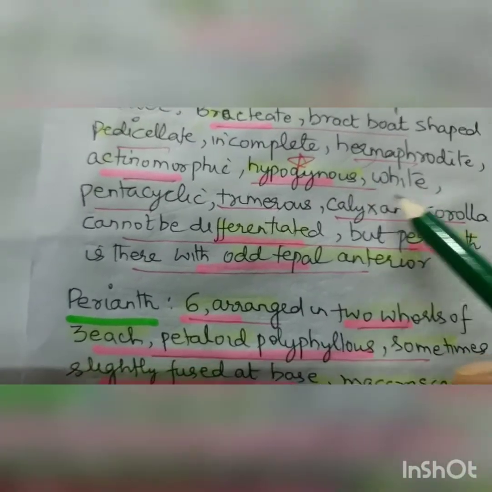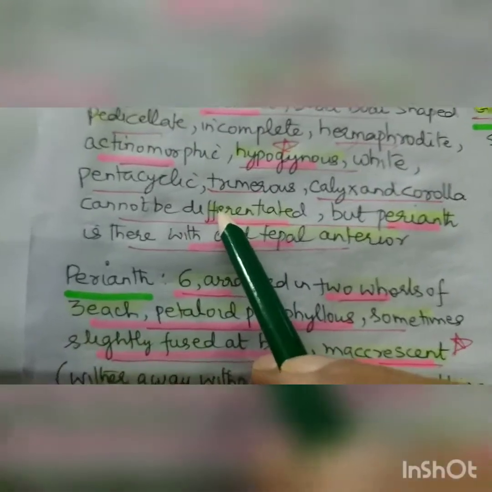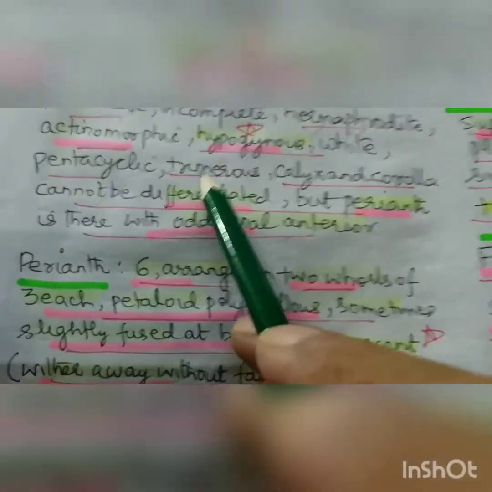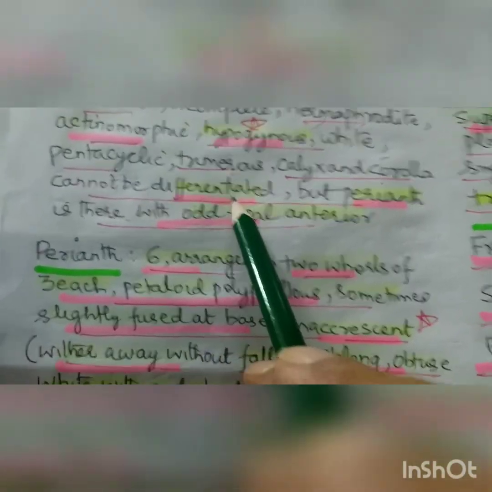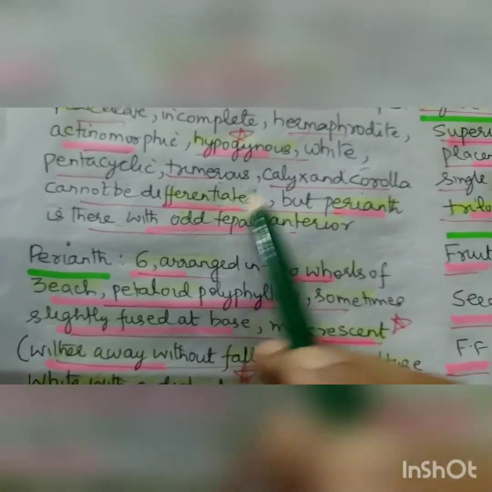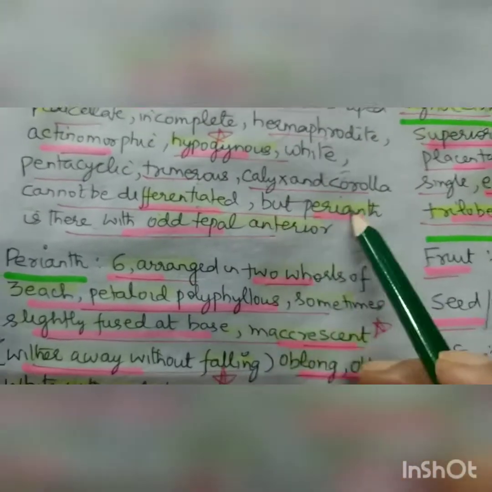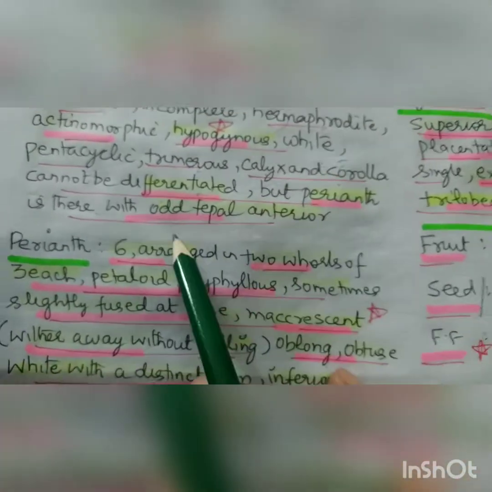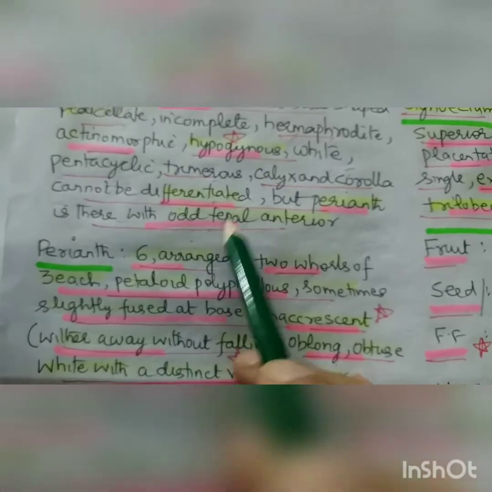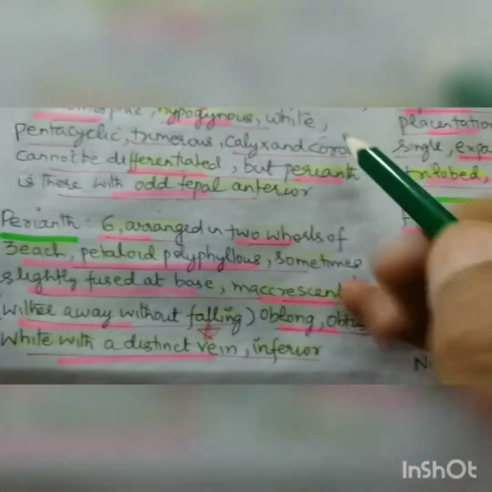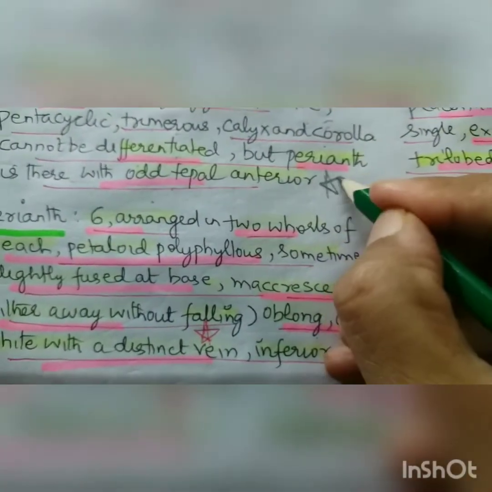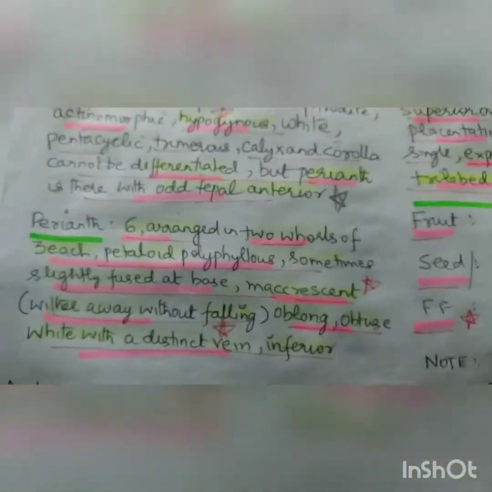Ovary is superior. It is pentacyclic. Hypo means up. Then trimerous, calyx and corolla cannot be differentiated. This is very important. It is not differentiated, it is perianth, and here the perianth is all tepals. This question will come: in which family is the odd tepal anterior? Because calyx and corolla are not differentiated, the perianth is called tepal.